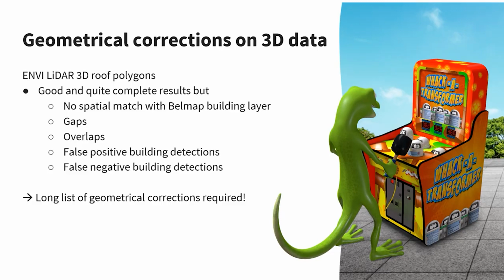There is no spatial match with our Belmap building footprints layer, there are gaps and overlaps, and some false positive and false negative rooftop polygons are present. To solve all these issues, a long list of geometrical corrections is required. Again, this is something where FME proved to be very useful.